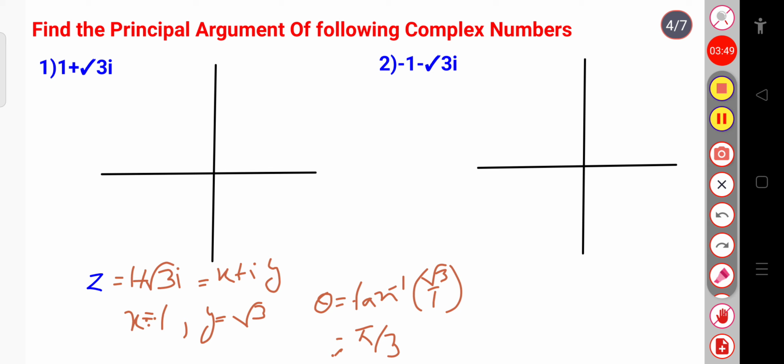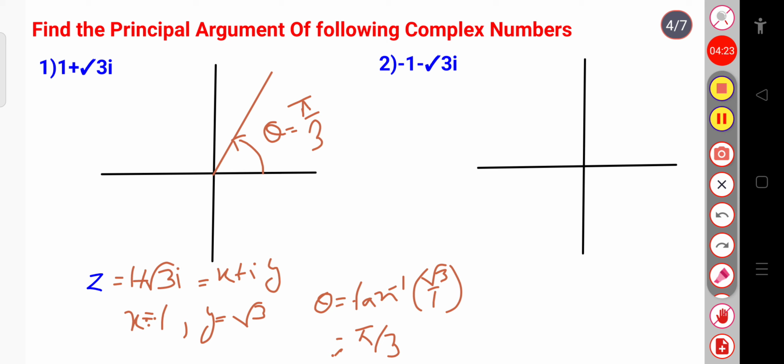So 60 degree will lie in this first quadrant. So I can draw this line here. This is just near about 60 degree. Here this will be in this direction. This is equal to theta equal to pi by 3. So this is the principal argument of z equal to 1 plus root over 3i, because here this small argument of z is equal to capital argument of z.